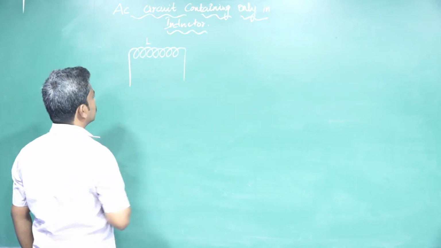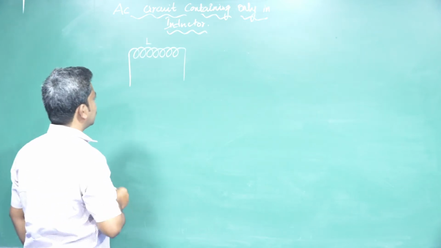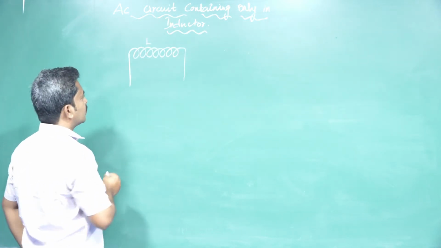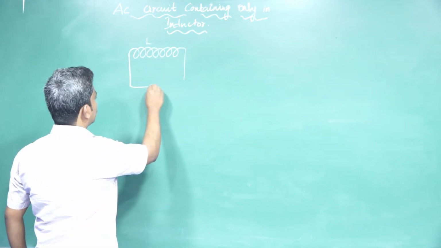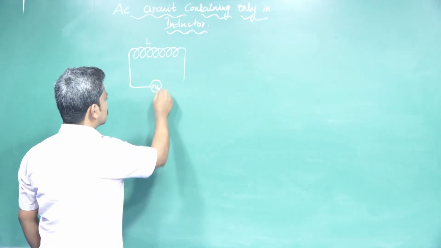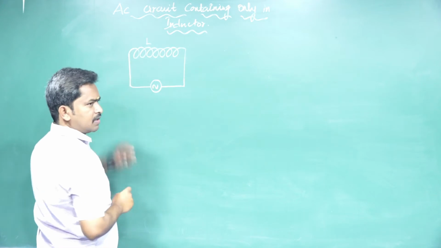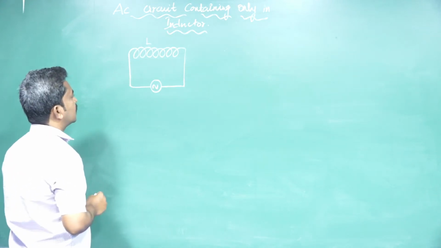Before this topic, you saw the AC circuit containing only a resistor. This is the inductor. Next is the capacitor. First, I want to connect the alternating source with an inductor. The self-induction of the inductor is L.